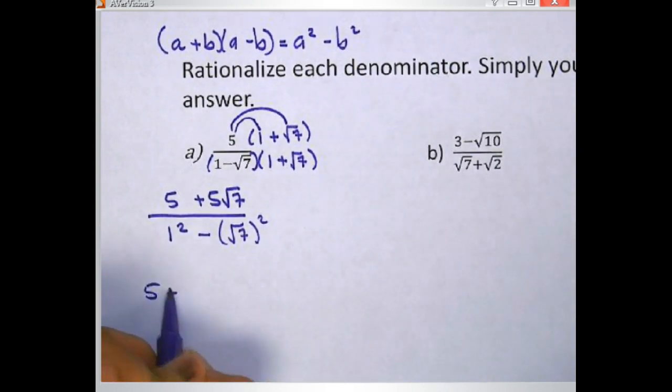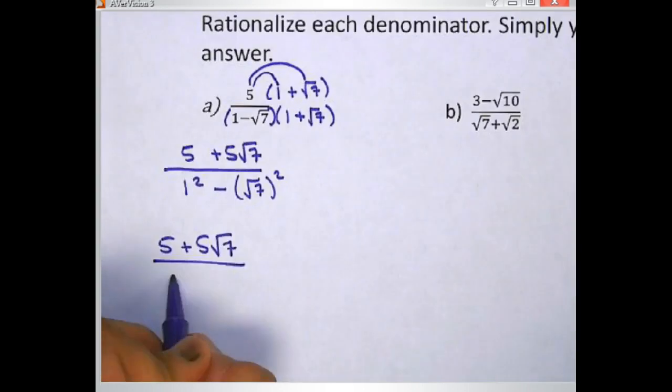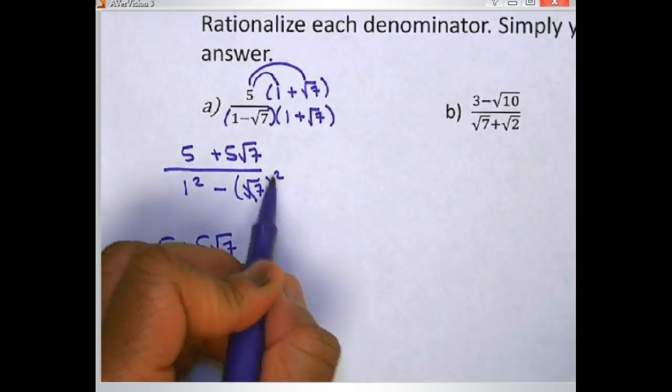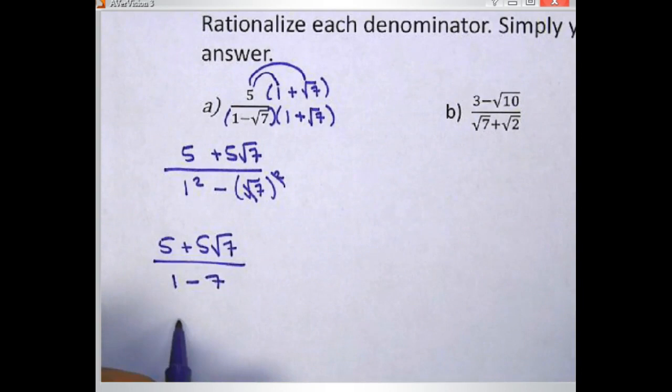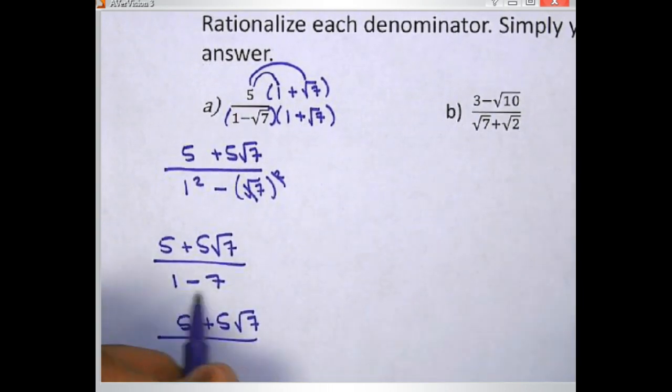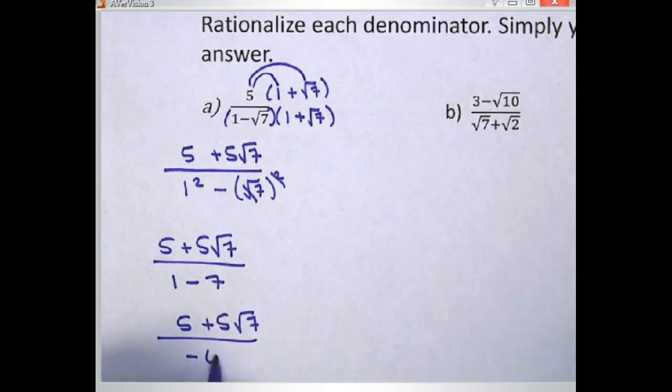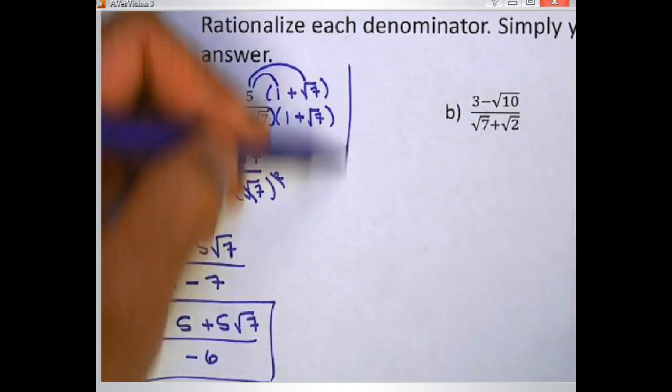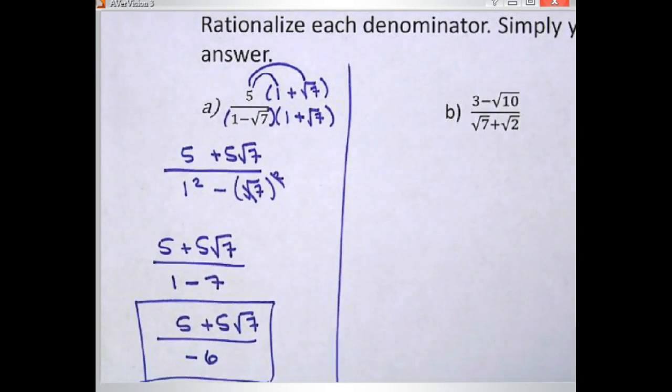Okay, the top is what it is. Numerator is going to stay the same. But 1 squared is 1 minus radical 7 squared is just 7. I'm going to keep this numerator the same as is. It's great. And then 1 minus 7 is negative 6. Wonderful.